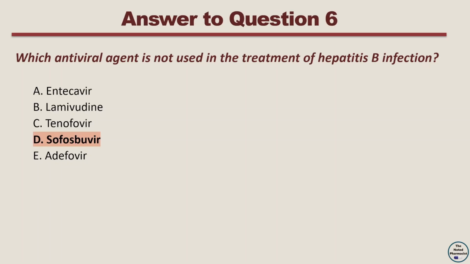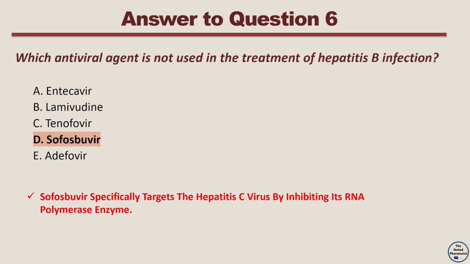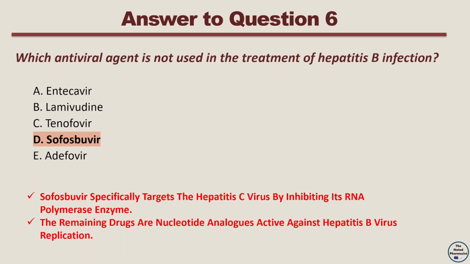The correct answer is option D, sofosbuvir. This occurs because sofosbuvir specifically targets the hepatitis C virus by inhibiting its RNA polymerase enzyme. The remaining drugs are nucleotide analogues active against hepatitis B virus replication.